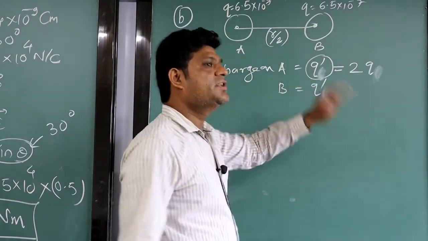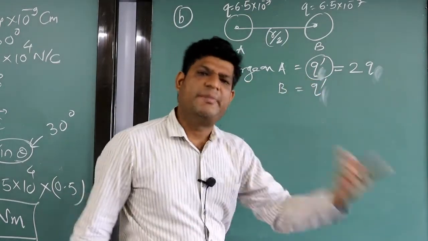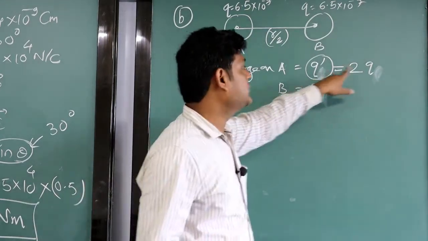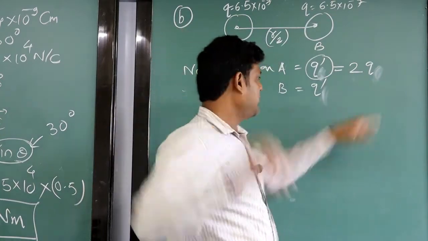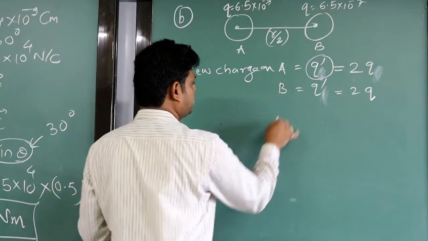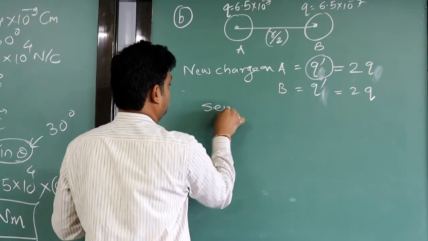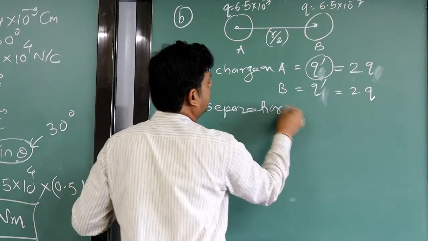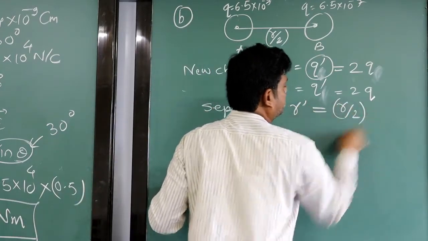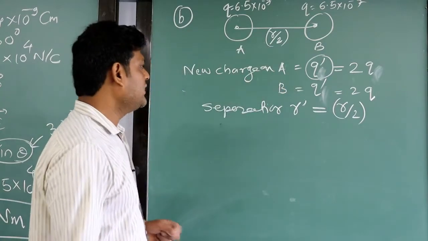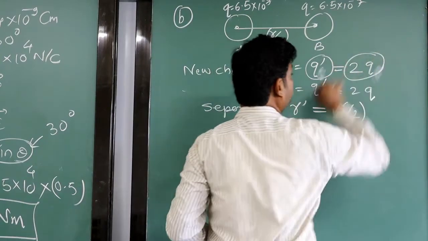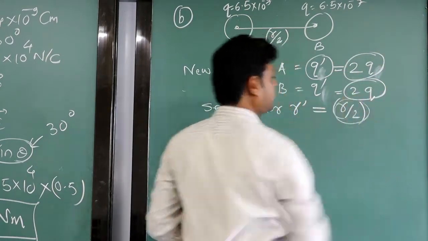And in the second case, the charge becomes double. So Q dash is the new charge, and what is the magnitude of Q dash? That is 2 times the previous. So Q dash equal to 2 times the Q. And what is the separation? The new separation is R dash, and R dash equals R by 2, half of the first one. Half of the R.